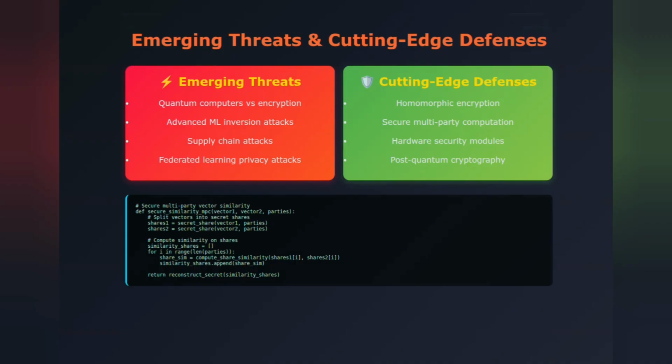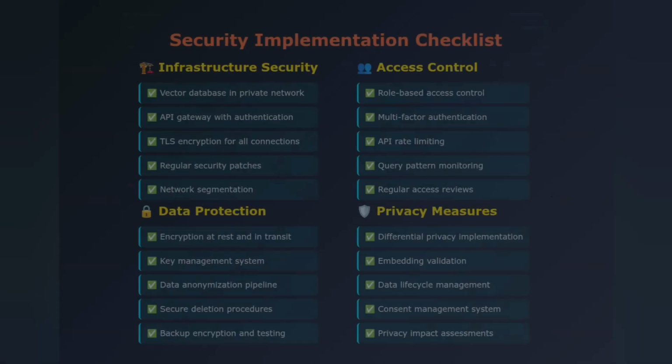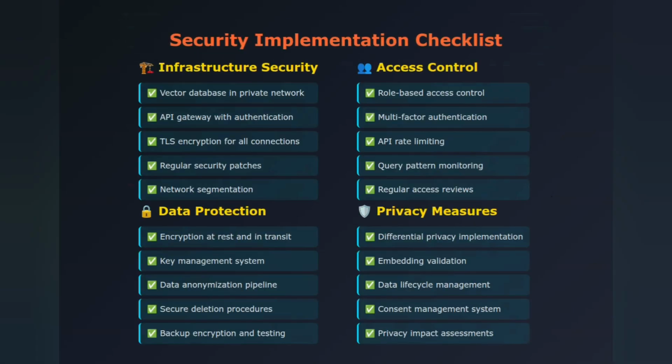New attack vectors we're seeing: quantum computers threatening current encryption, advanced ML attacks that can invert embeddings with scary accuracy, supply chain attacks targeting vector database dependencies, and privacy attacks using federated learning techniques. But defenses are evolving too. Homomorphic encryption that preserves vector operations, secure multi-party computation for collaborative AI, hardware security modules for vector processing, and post-quantum cryptography for future-proof security.